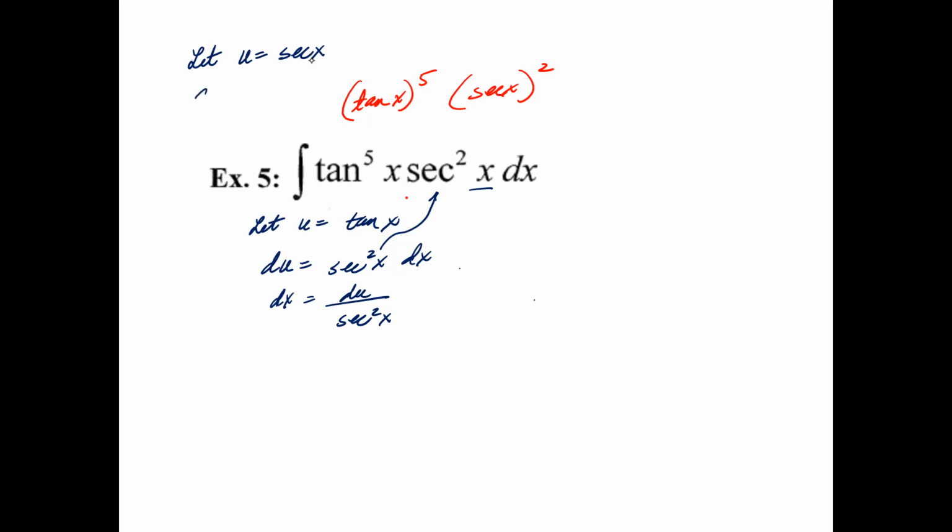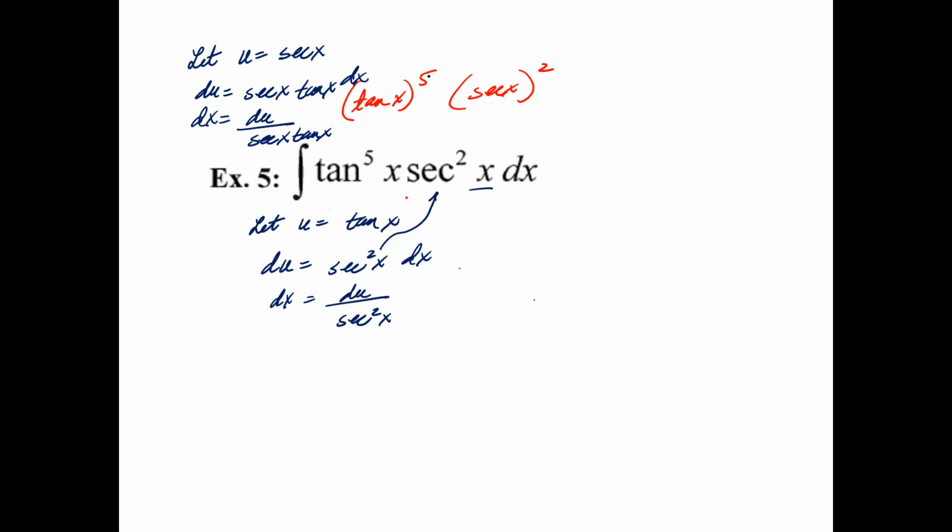Well, the derivative of secant x is going to be secant x tangent x. Okay, well, then you know dx. dx is going to equal du over secant x tangent x. But then that's going to be a problem because how are you going to cancel tangent x to the fifth when you don't have enough over here?